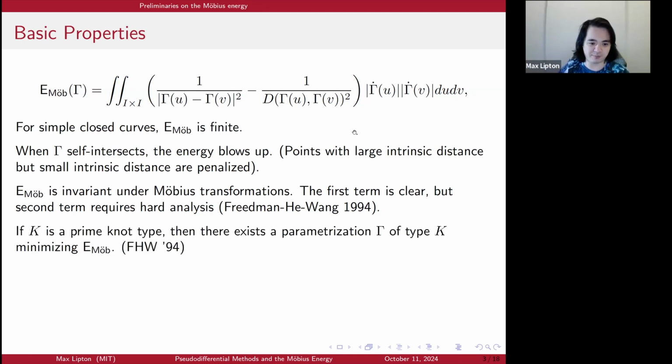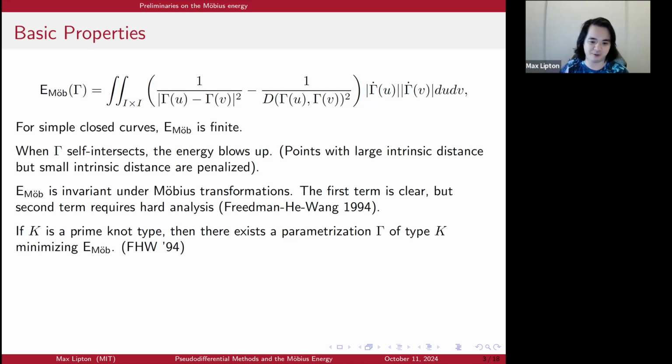And also, one of the big results was that if we have a prime knot type, so that is, we have a knot type in R3 that is not the connect sum of two other non-trivial knots, then there exists a parameterization of said knot type which minimizes the Mobius energy. And so that's very desirable because this gives us, in some sense, a canonical representation of a knot.